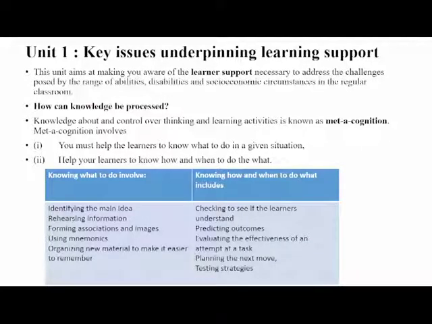What does knowing what to do involve, and what does knowing how and when to do it include? These are the differences, and you should know how to differentiate between these two types of metacognition. Knowing what to do involves identifying the main area. On the other side, it means checking to see if the learners understand. So how do we switch between these when you are teaching your learners? How can you check to find out that learners know what to do and when to apply what they know?